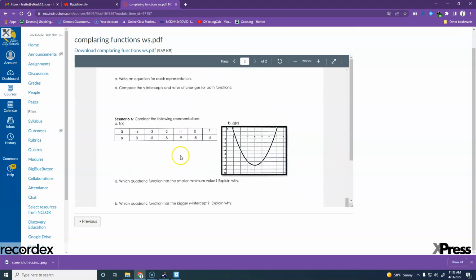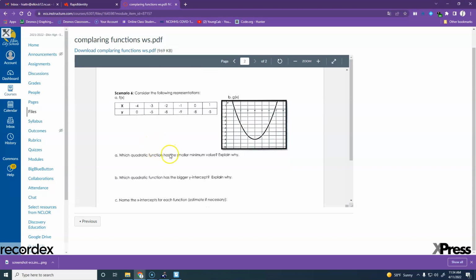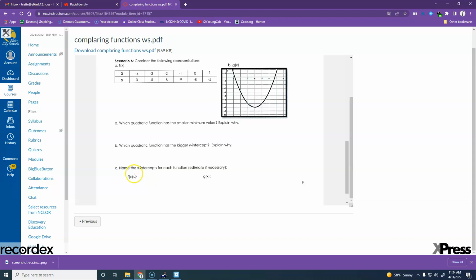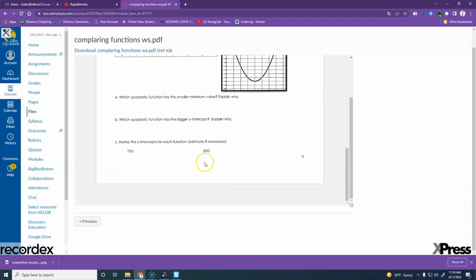Then here, it's got two quadratics. It asks which one has a smaller minimum, bigger y-intercepts, x-intercepts. You can graph these in Desmos. I want you to answer those questions, okay? And then x-intercepts here, it says it's okay to estimate. So I want you to do those few questions on the back for me for homework, and we'll talk about them tomorrow.